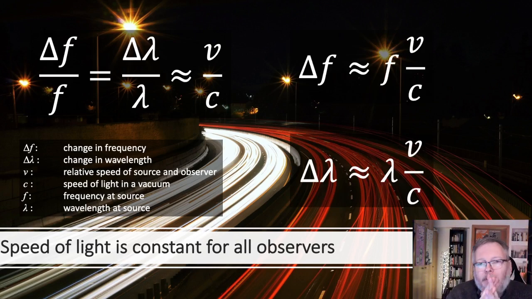Rearranging those equations, I think this is maybe slightly more useful. It tells you that the change in frequency between what is emitted by the source and what is perceived by the observer is equal to the original frequency multiplied by the fraction of the speed of light that the source and the observer's relative velocity represents. And the same applies to the wavelength.